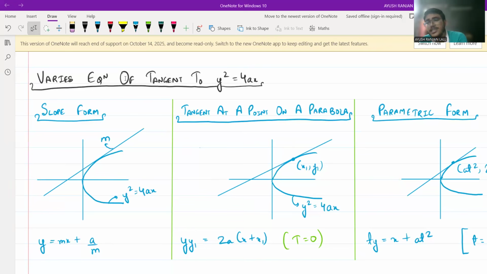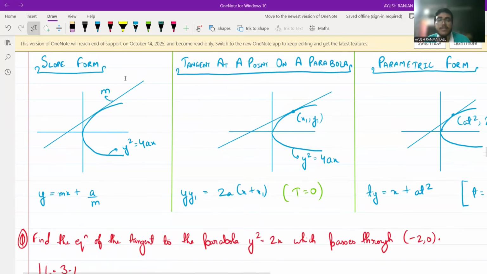So for a tangent, you will get only one x value, which means D equals 0. So use D equals 0, and you will get the value of c. Put the value of c in the equation of the line. What is the equation of the line? y equals mx plus c. What is the value of c? a by m. Like here I have written y equals mx plus a by m. So here the value of c is a by m.